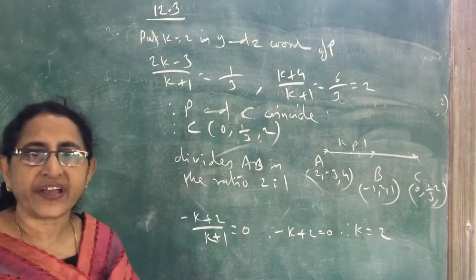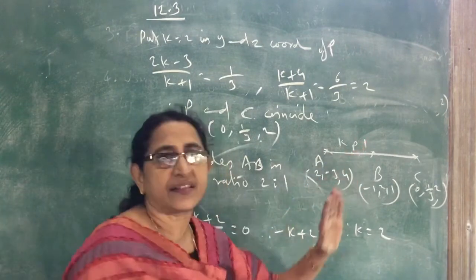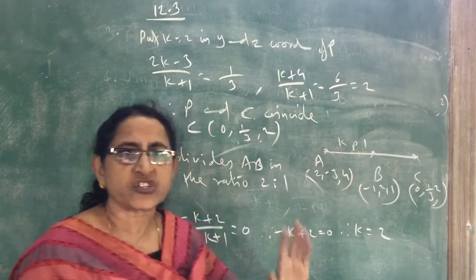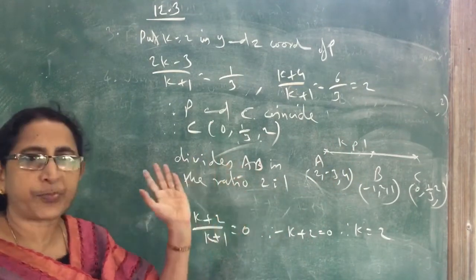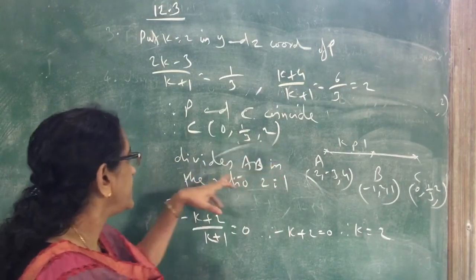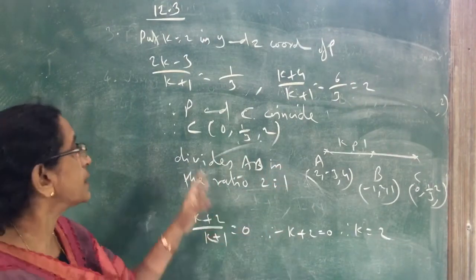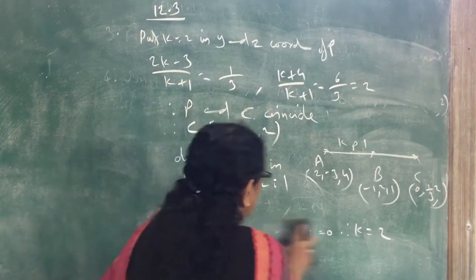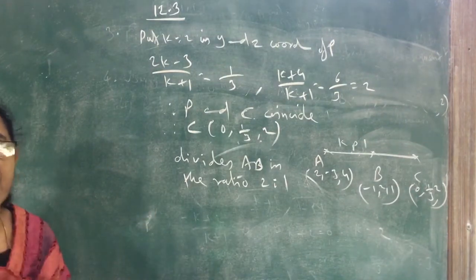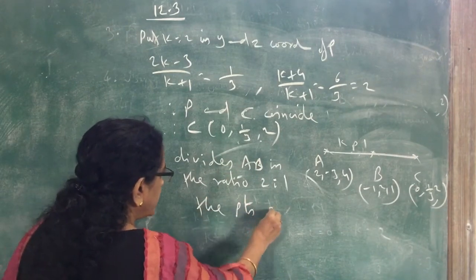So actually the points P and C are the same points. First we assumed P divides AB in the ratio K:1 and we got K equal to 2, so P divides AB in the ratio 2:1. And we got P and C as the same points. So the point C, 0, 1/3, 2 divides AB in the ratio 2:1. So these points are collinear. We have to show that the points are collinear. If a point divides the join of the other two points in some ratio, we can say that the points are collinear. Therefore, the given points are collinear.